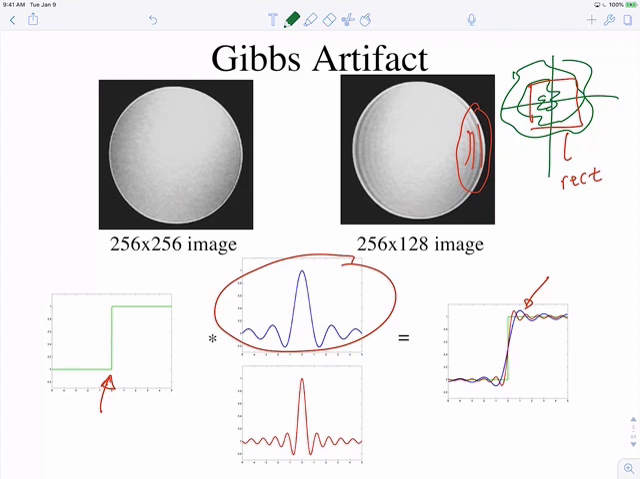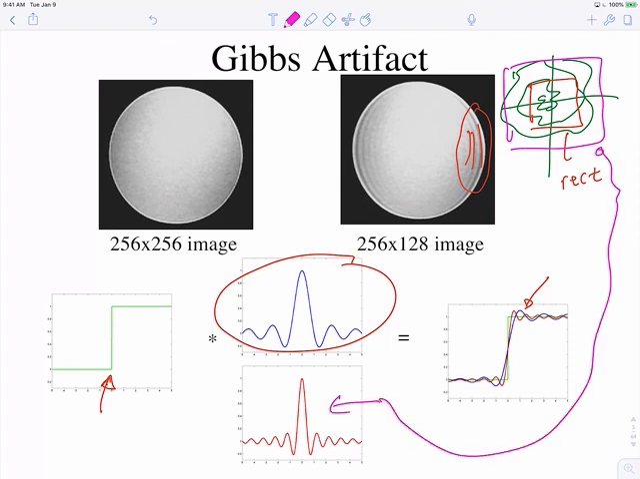So if I make this, let's pick a different color here, I could make the window bigger, right? Spend some more time. That would make this sinc function smaller, right? So then these ripples would be finer. It would happen more quickly and die more quickly. So that's one solution you could do.